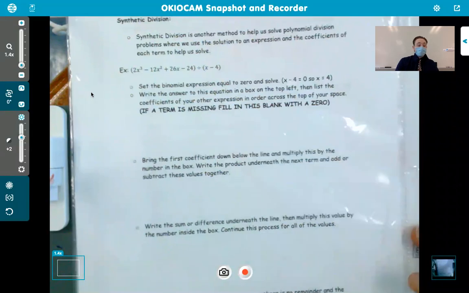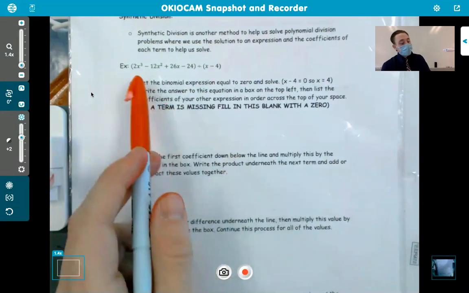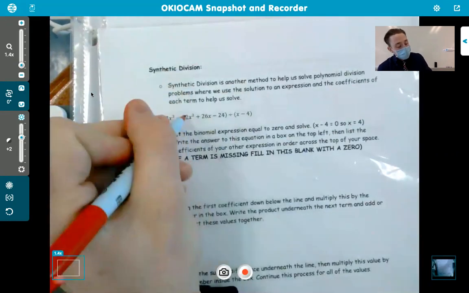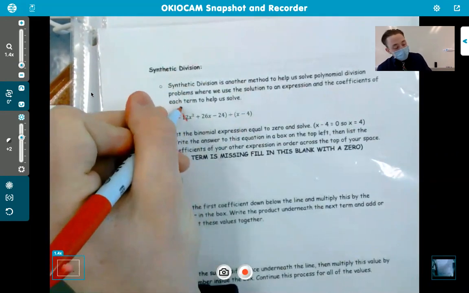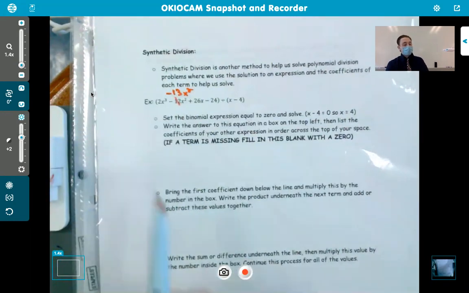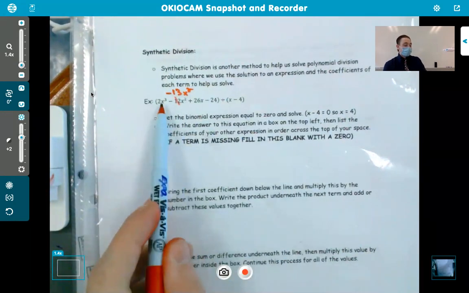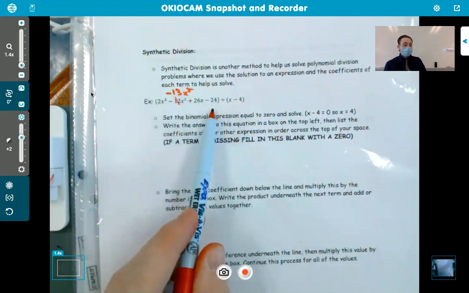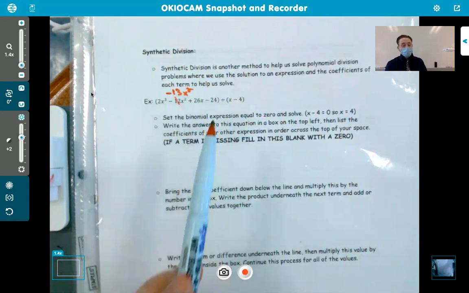Very similar to what we did before. We'll take this step by step. I have 2x cubed minus, this should say 13x squared. So make sure you make that revision. There's just a little typo there. So 2x cubed minus 13x squared plus 26x minus 24 divided by x minus 4.